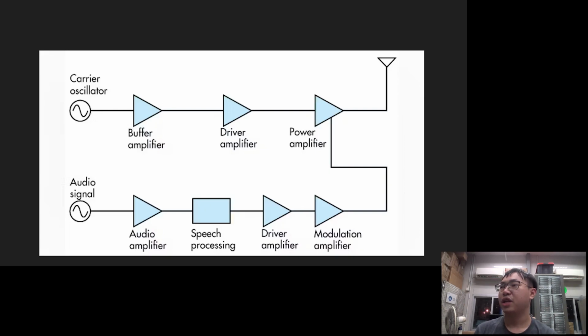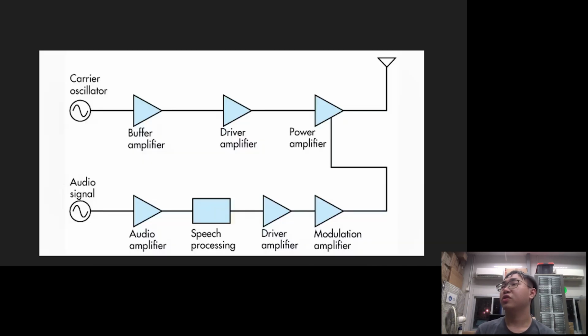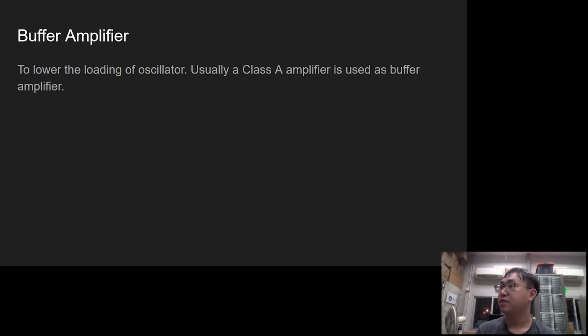Here, they're just the same. Okay. Audio amplifiers amplify the signal, so you use a class A amplifier again, right? Even simpler, I don't put this in. I can just put an audio amplifier and put it together with the RF amplifier. So you won't see this driver amplifier or modulation amplifier.